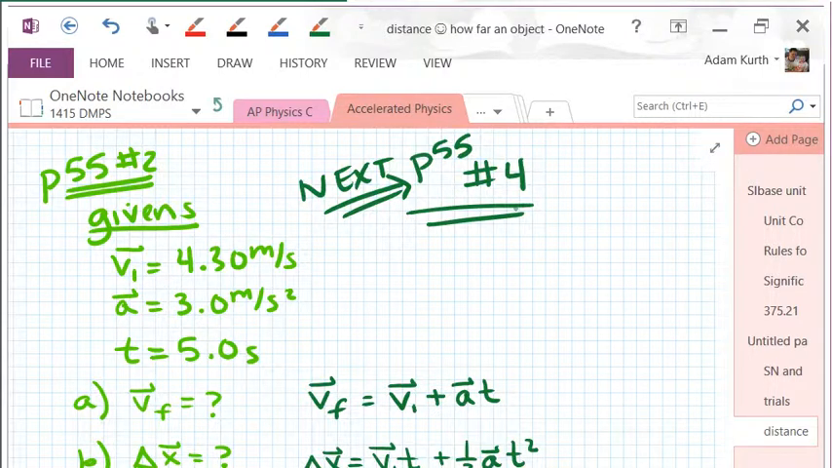Check. So the answer I got was 5.9.0. Okay. Yes. But I can only have two significant figures, so do I put the point 0 or not? You do not. So it's like 59 meters. Exactly. Yep. Again, if you finish number 2, try number 4.